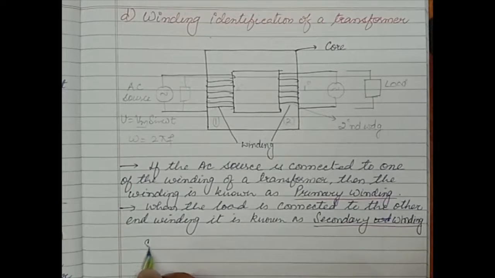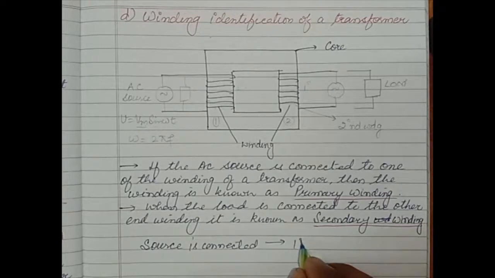Where the source is connected, that is the primary winding. We can represent it by using 1 degree for the primary winding. And if the load is connected, that is the secondary winding.